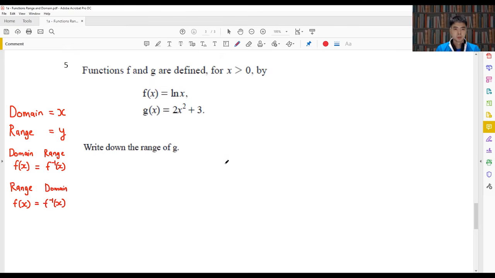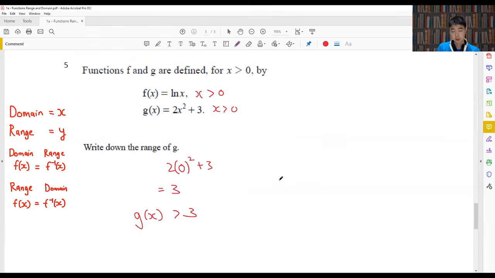Okay, two more examples. Functions f and g are defined for x more than 0. Write down the range of g. Again, we're asked to find the range, so substitute the 0 into this: 2 times 0 square plus 3. 0 square times 2 is still 0. So the range would be 3, isn't it? The range for g, sorry, not f, for g(x) has to be more than 3.